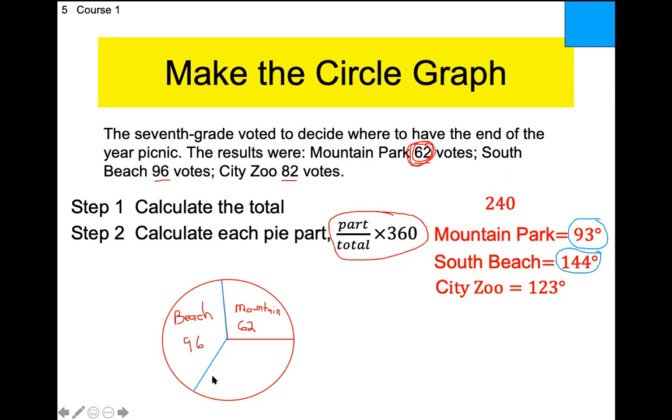And let's see, how many votes for the beach? 96 votes. And here comes the magic. What's left, the part that's not labeled? Well, there's only one category. Well, that's got to be the zoo.